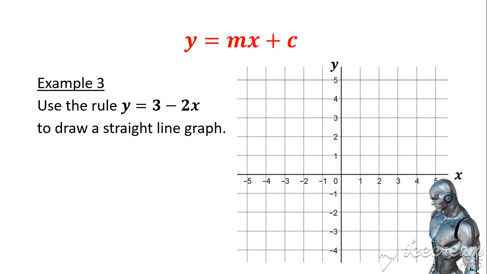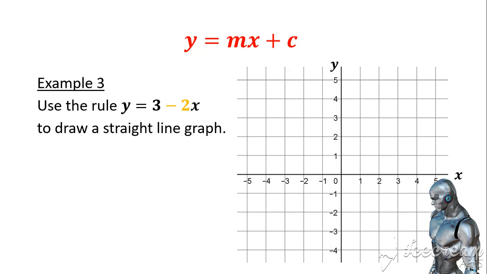All right, let's wrap up with example 3, a little tricky one to finish with. We're going to use the rule y is equal to 3 minus 2x to draw a straight line graph. Well, everybody straight away suddenly thinks the y-intercept c is this number here. But in this example, I've switched them around. I've put the c value first and the mx second, and I'm allowed to do that. The m is the value times by the x. That gives it away that this -2 is not c, it's m.